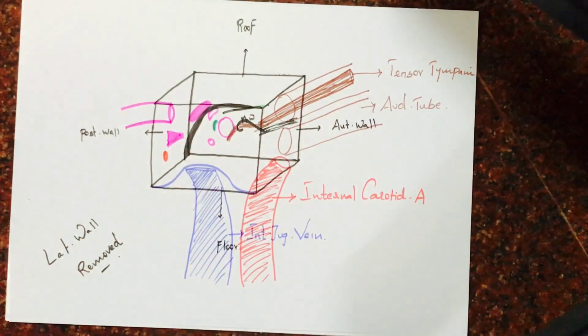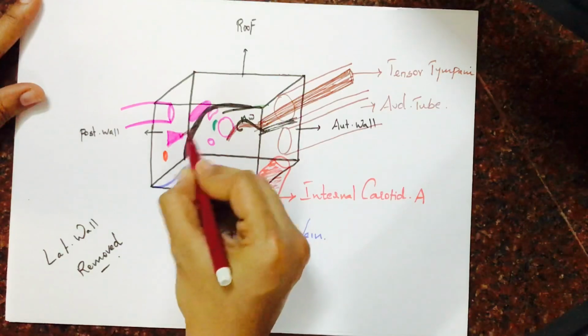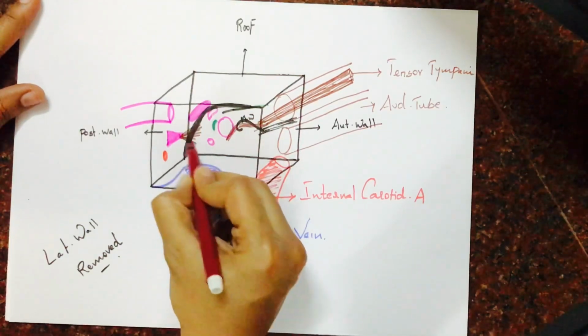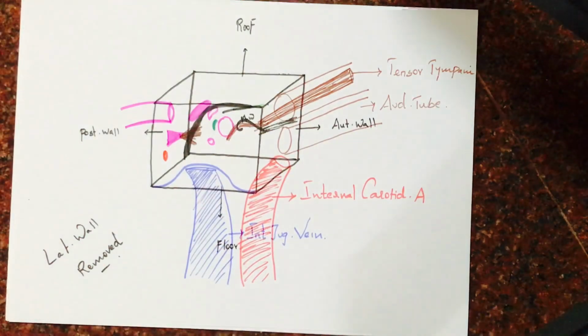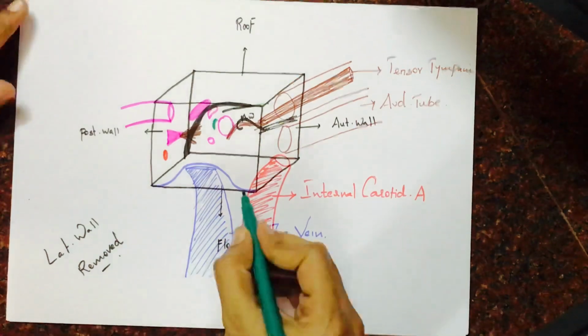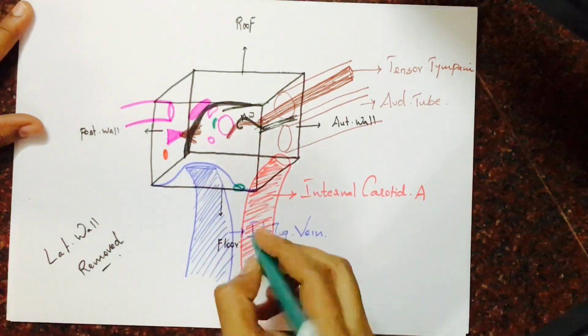Beneath the pyramid is the posterior tympanic canaliculus, which allows the chorda tympani nerve. And there is a muscle attached to the pyramid called stapedius, which gets inserted to the neck of stapes.